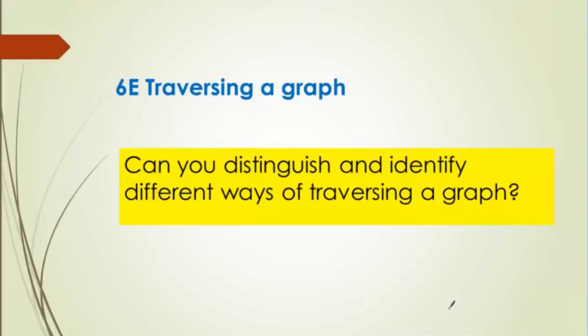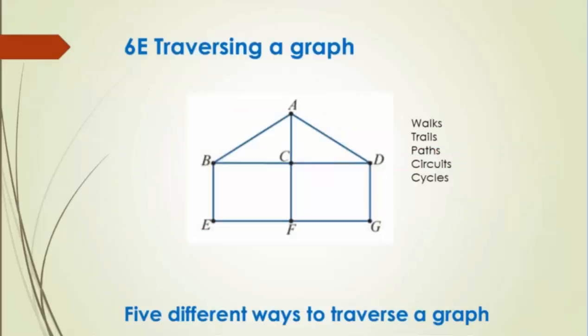Traversing a graph means running your pencil along the edges. Sometimes you can do it without lifting your pencil off the page. Sometimes you can't. And that's an example. Is that traversable or not? Is that traversable? And if not, why not? How do you know instantly whether it's traversable or not without trying?